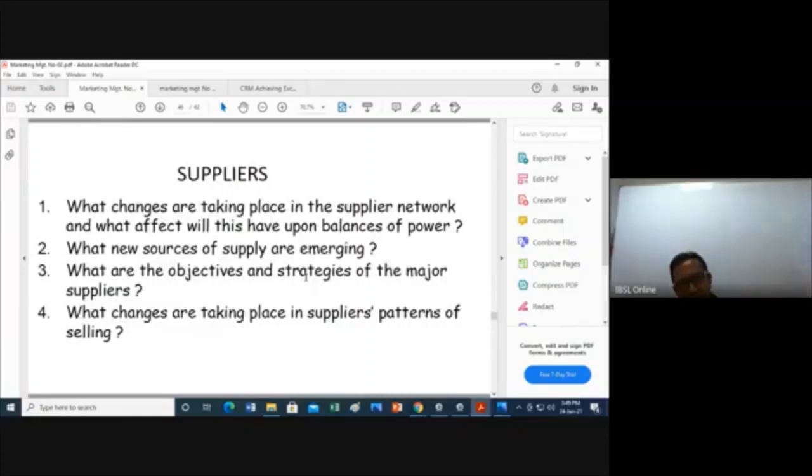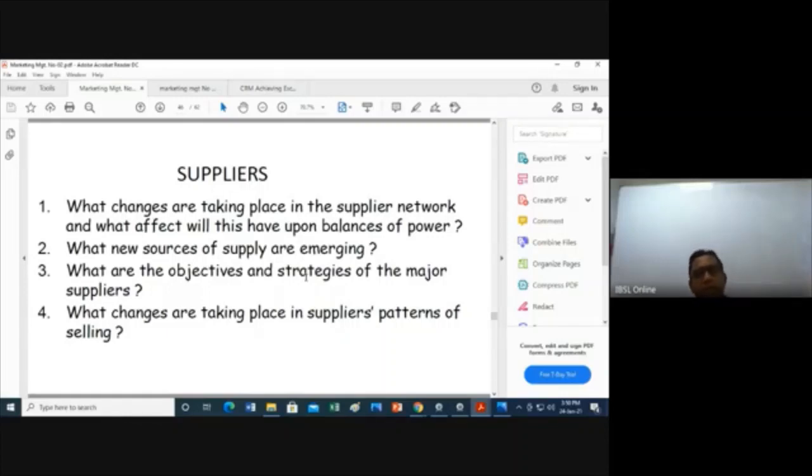The suppliers. What changes are taking place in the supplier network and what effect will this have upon the balance of power? Now, who are our suppliers? For a bank, there are different types of suppliers. What is our trading item as bankers? Our trading item? Financial products. Exactly. Very good. Our trading item is finance, the cash, money. So who supplies money? The depositors.